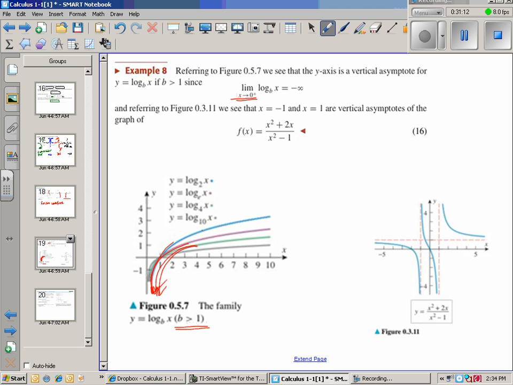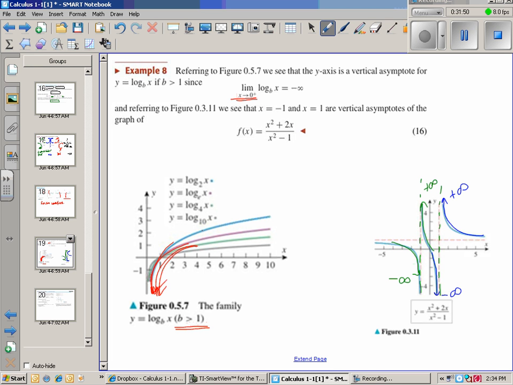In figure 0.3.11, we have vertical asymptotes at 1 and negative 1. Now we want to take a look at those and see what happens. As I approach negative 1 from the left, I'm at negative infinity. As I approach it from the right, I'm at positive infinity. The limit does not exist on that. Now, if I come over to 1, as I approach it from the left, I'm going to negative infinity. And as I approach it from the right, I'm going to positive infinity.